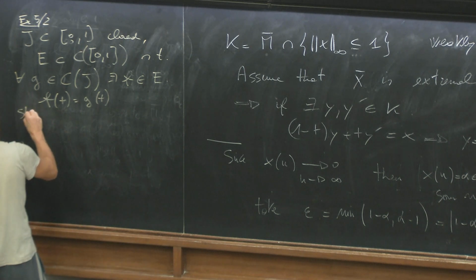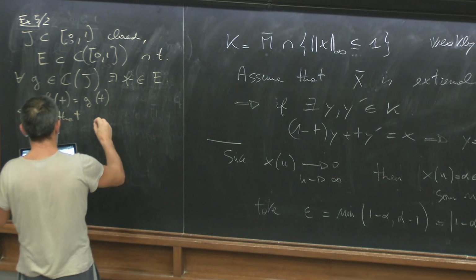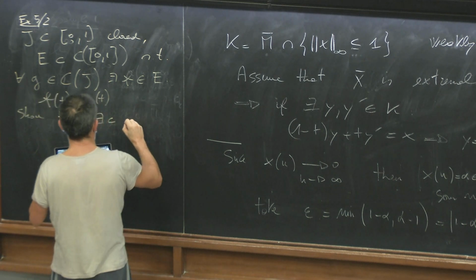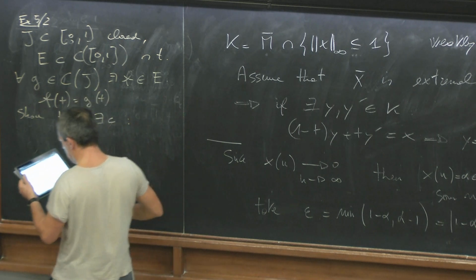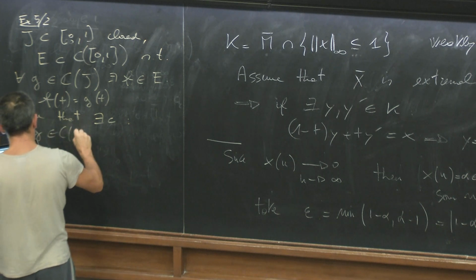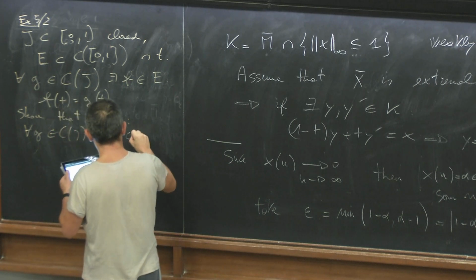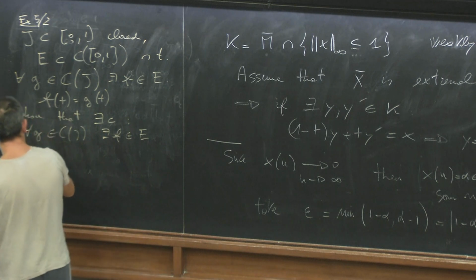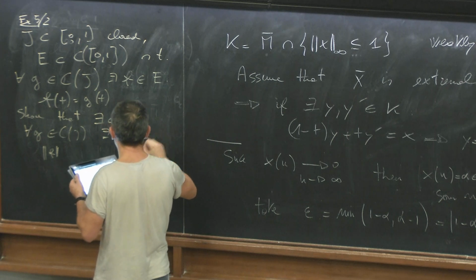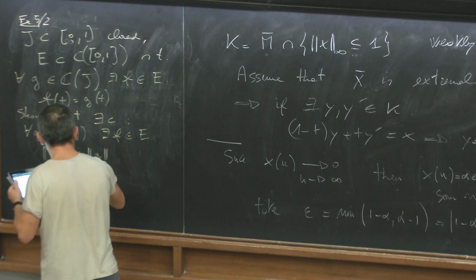Show that there exists C, independent of g, such that for all g in C(J), there exists f in E such that the norm of f, extending, is less or equal than C times the norm of g, and f(t) is equal to g(t).